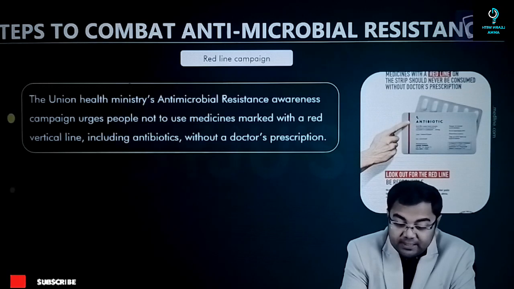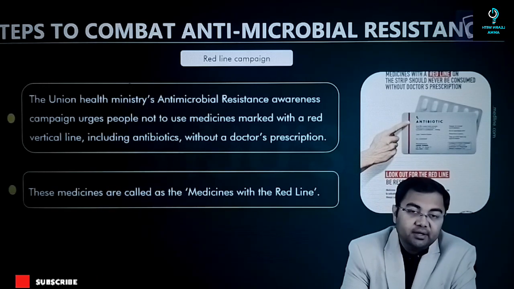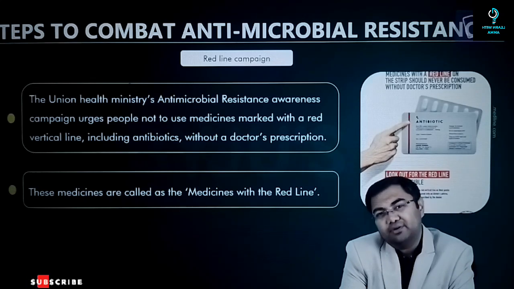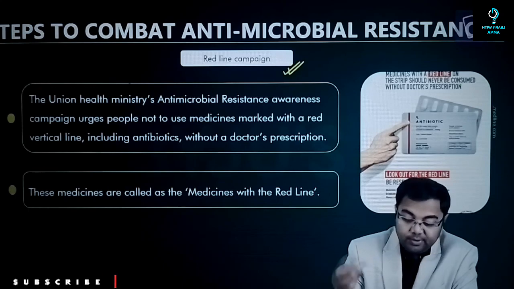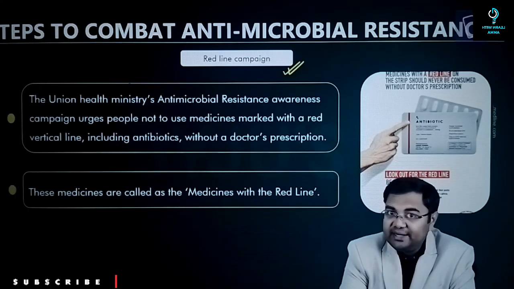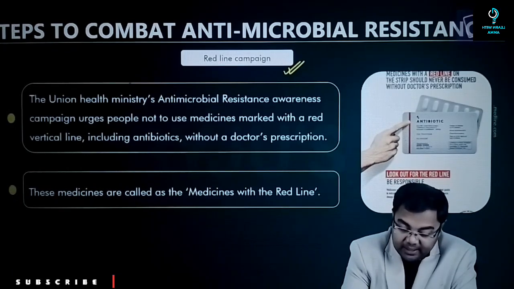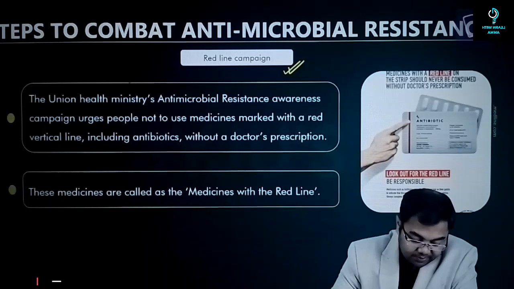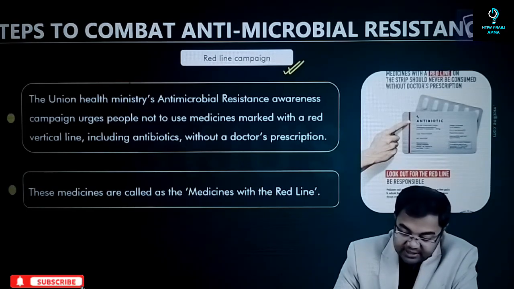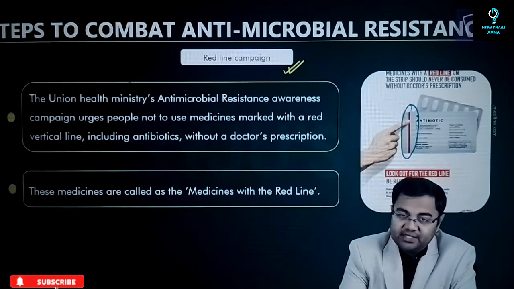So what are the steps that can be taken to combat antimicrobial resistance, or antibacterial or antiviral or antibiotic resistance? There is a campaign run by the government of India which is called the Red Line campaign. What the ministry is doing through the Red Line campaign is that this kind of red line, as you can see in the picture, will be seen in many of the medicines.